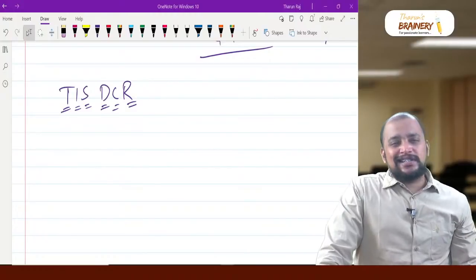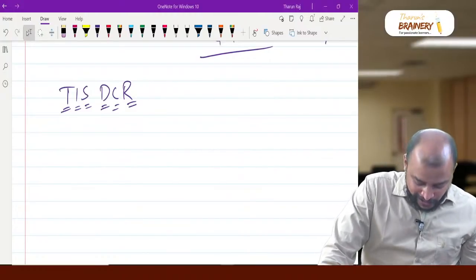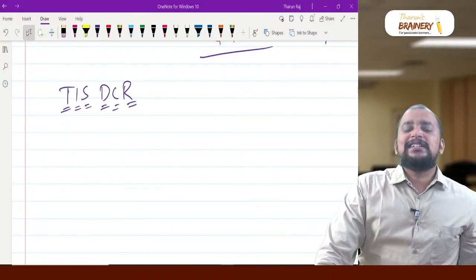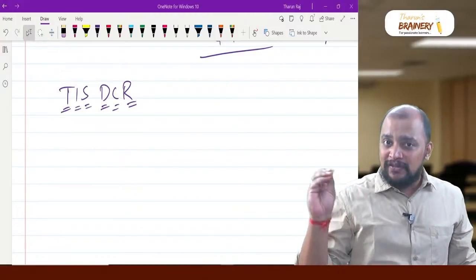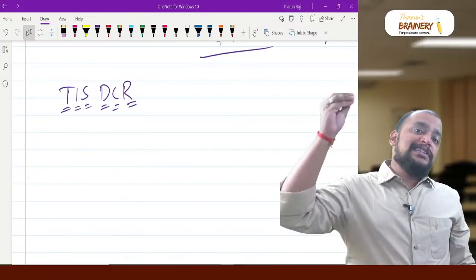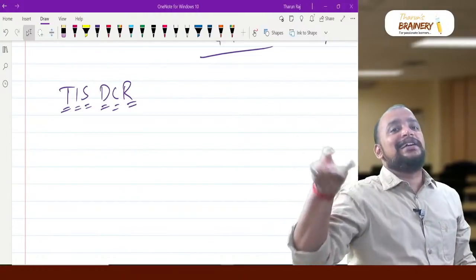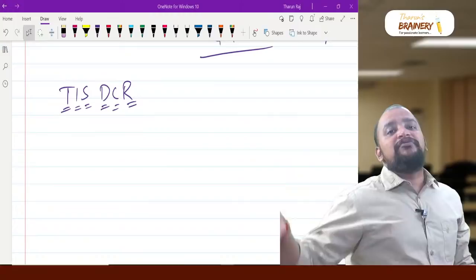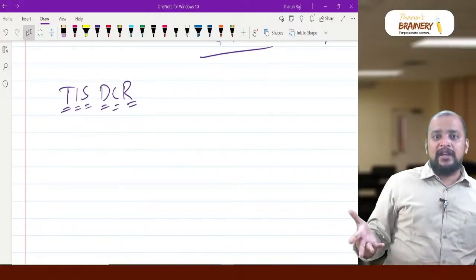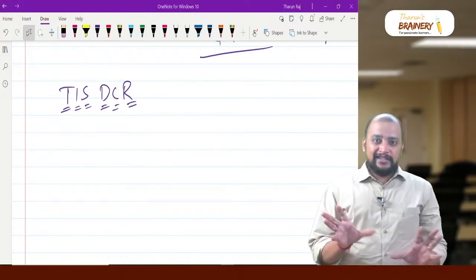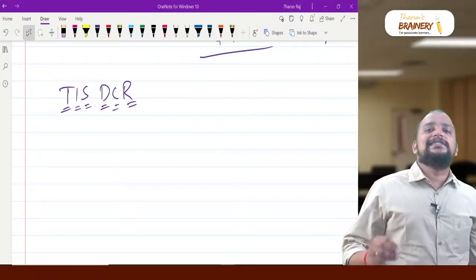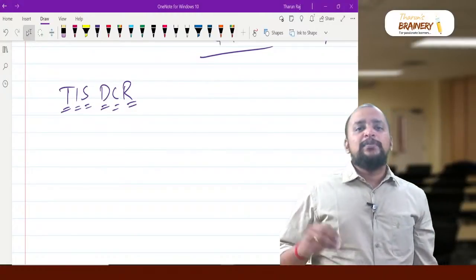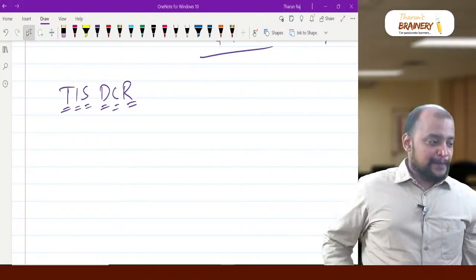Difference between GSTR 2A and 2B, so that won't be tested. Even if it is tested, it's a simple point only. 2A will be a dynamic document, 2B will be static. So whenever GSTR 1 of the supplier is updated at a later point of time, that will be reflected in GSTR 2A, but not in 2B. That's the basic difference between 2A and 2B. Then the next thing is that TDS TCS information will be there in 2A, but it will not be there in 2B.